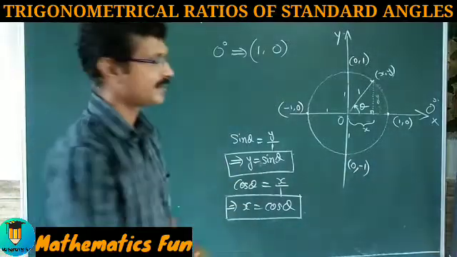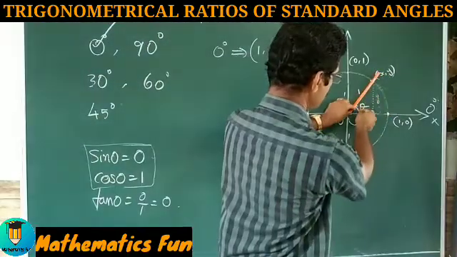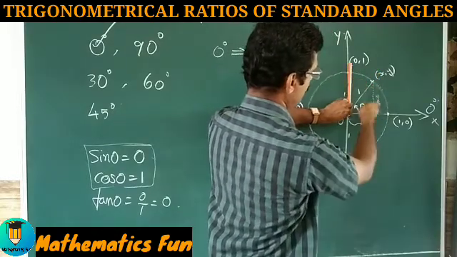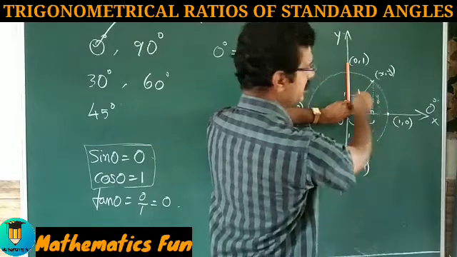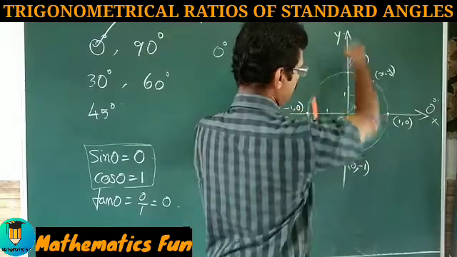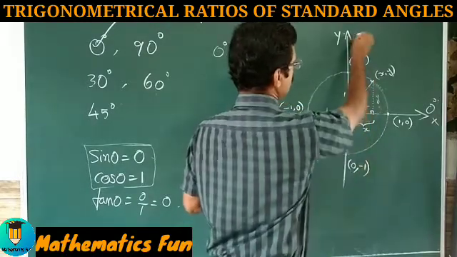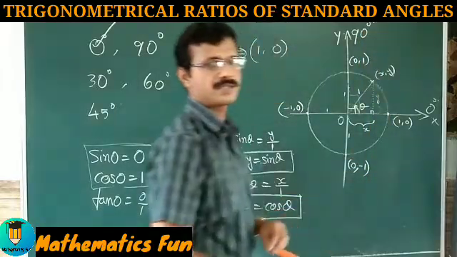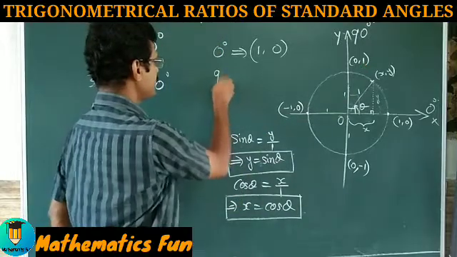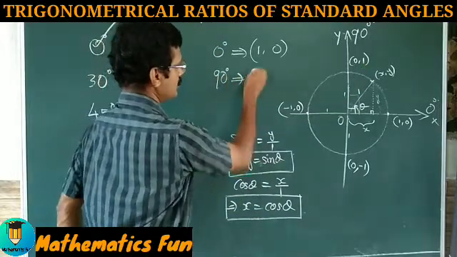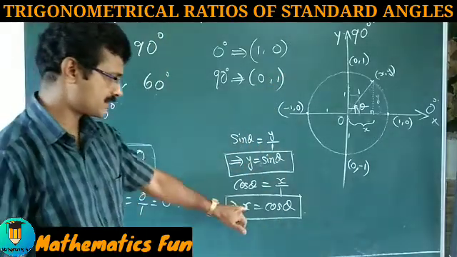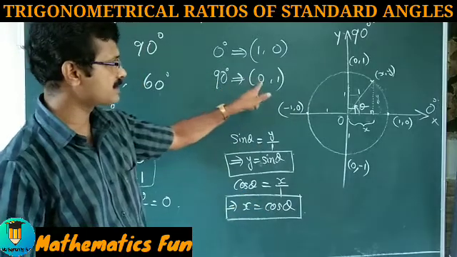Now in the same diagram, suppose this theta, originally it was theta. If it rotates again and comes here, at present the angle is 90 degrees. Originally it was theta and I am increasing it and it comes here. Naturally it will come to the y-axis, the 90 degrees position. Corresponding to 90 degrees, the coordinate is 0, 1. Naturally x stands for cos, so cos 90 is 0.